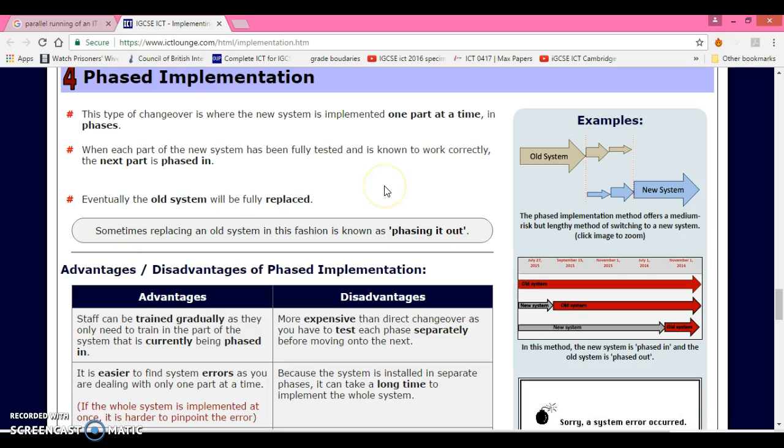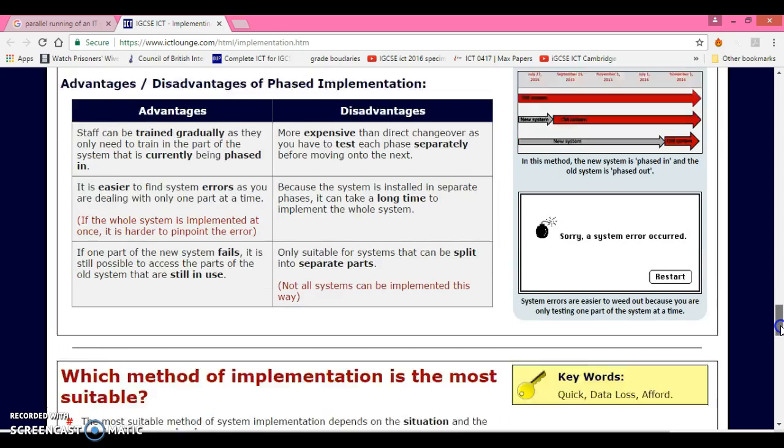Then there's the phased implementation. What this type of changeover does is what it says on the tin. It's going to phase the old system out. This is when a new system is implemented one part at a time. Could be new software, could be new hardware. They may put the hardware in place, then the software, until the old system is phased out and fully replaced by the new system. So this is more of a gradual implementation. Implementation basically means to put something in place. That's all it means.